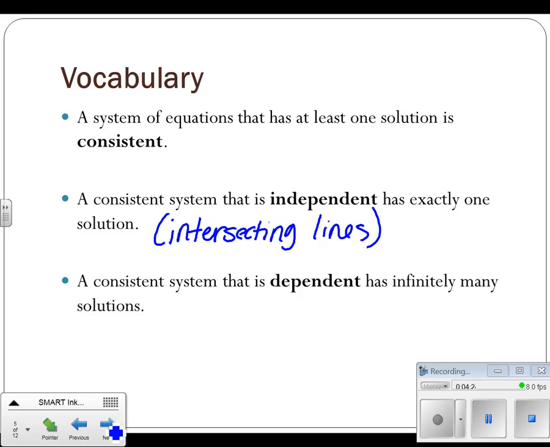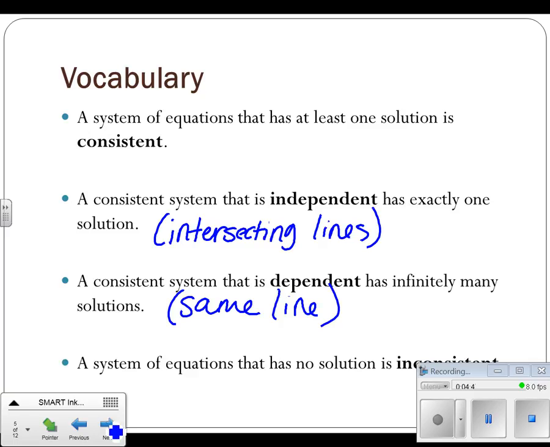A consistent system that is dependent has infinitely many solutions, and this is when you have two equations and you realize that they're the same line. When you have the same line, you're graphing it twice, that means that they'd be dependent. There's an infinite number of solutions. They have everything in common.